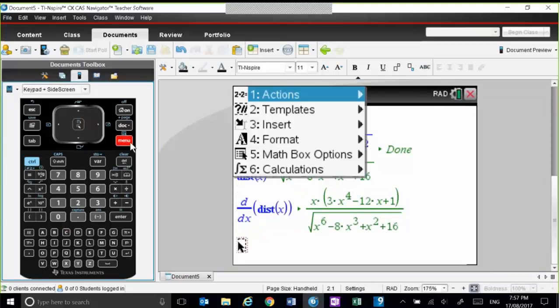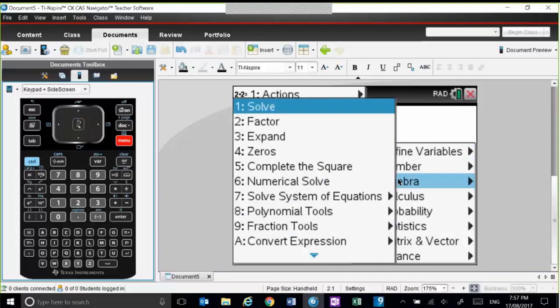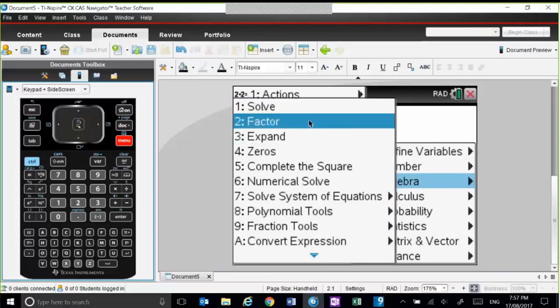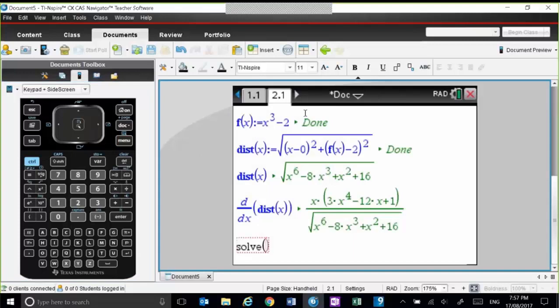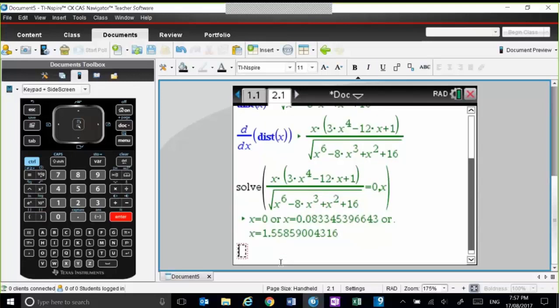that equaling 0. So menu, calculations, calculus, algebra, and solve. Control V, so there is the derivative. We make that equal to 0, and don't forget to press comma x to tell the calculator that we are solving for x. Now when we press enter, we get some answers. X equals 0, 0.08, and 1.53.